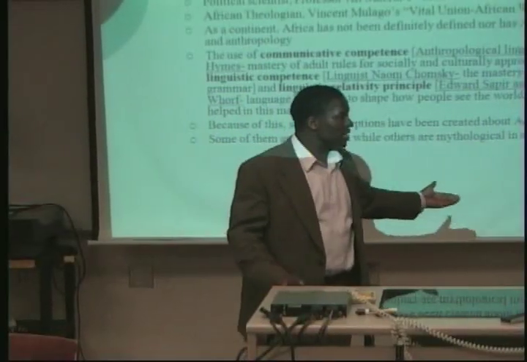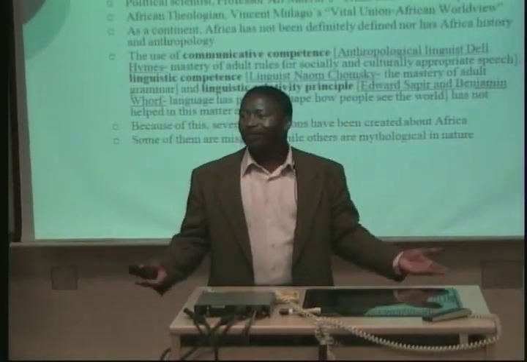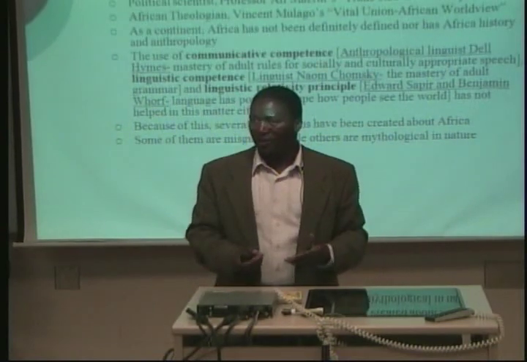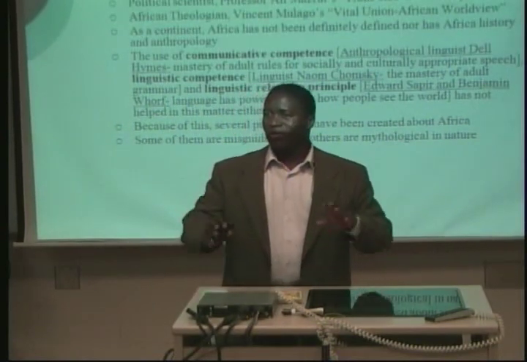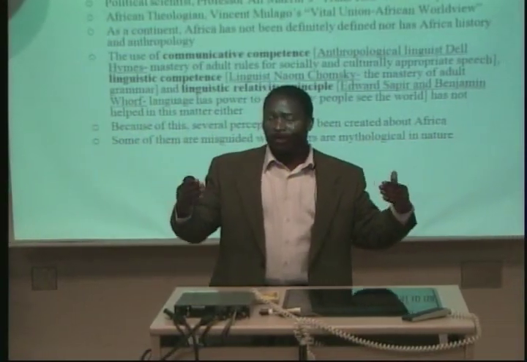Delhems says, if you have to understand a culture, you have also to understand the adult rules for socially and culturally appropriate speech. So you can have a language that makes sense among all the people. So if we talk of Africa as a continent, what are we talking about? Are we talking about the geographical map or a cultural boundary, or what are we talking about?